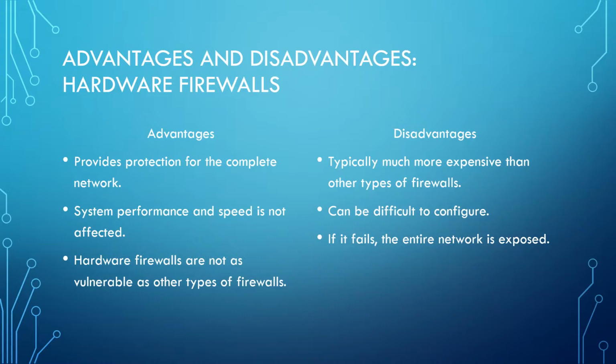Here are some of the advantages and disadvantages of hardware firewalls. Some of the advantages include that it provides protection for the complete network. Since all ISP traffic is filtered through the firewall before it reaches our network, it protects our network entirely. System performance and speed is not affected. Since this device does all the filtering before it reaches our network and before it reaches our PC, the network and the PC performances are not affected by this. Hardware firewalls are not as vulnerable as other types of firewalls. Since it's a single point of entry for all ISP traffic, it filters everything out if it's configured correctly before it even gets a chance to get into our network to do any damage.